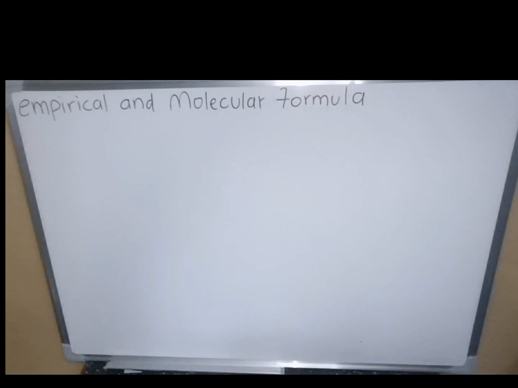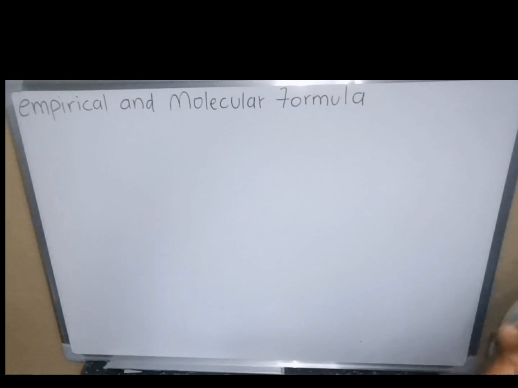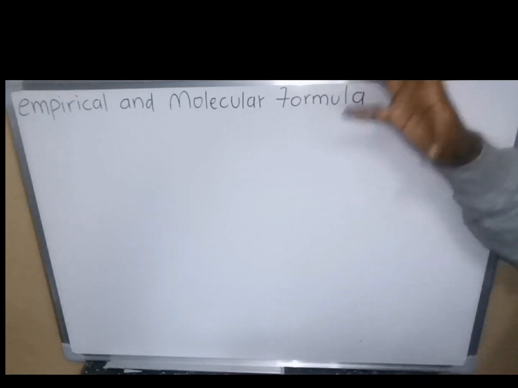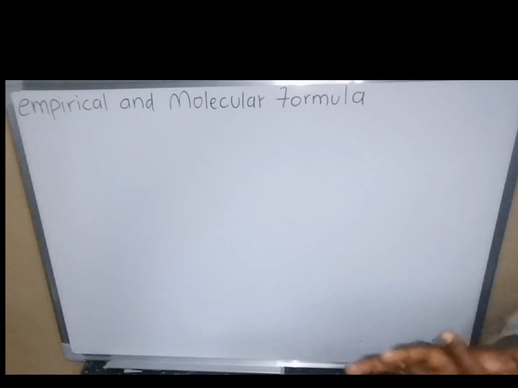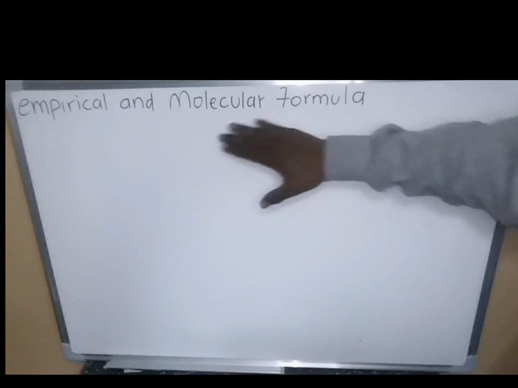So some of you might define empirical formula as the simplest whole number ratio of atoms in the compound. We'll talk about it as we proceed. We're going to talk about ratios and whole numbers here, and I'll show you as we proceed. Then for molecular formula, it is the multiple of the empirical formula.